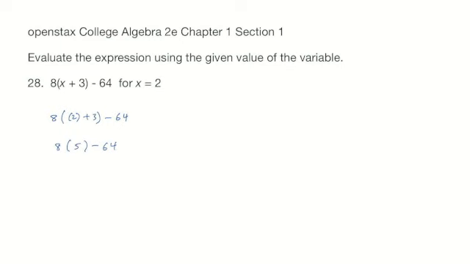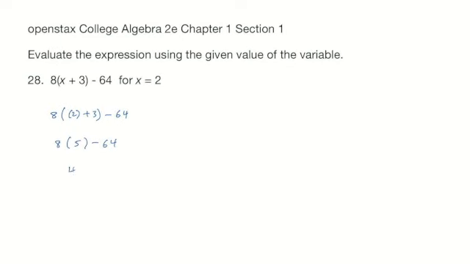Okay, we'll do the multiplication. 8 times 5 is 40. We have minus 64, and that gives us a final answer of minus 24.